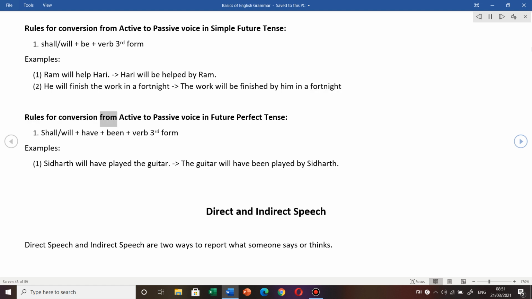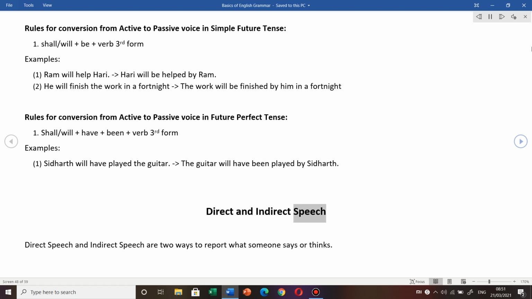Rules for conversion from active to passive voice in future perfect tense. Shall/will plus have plus been plus verb third form. Examples. Siddharth will have played the guitar. The guitar will have been played by Siddharth.